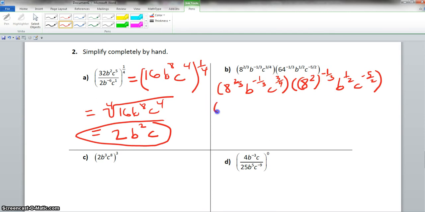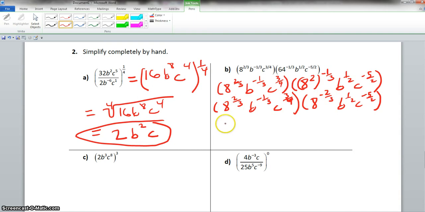Now, we know in our next step, we have 8 to the 2/3, b to the negative 1/3, c to the 3/4, and then 8 to the 2nd to the negative 1/3 power will give us 8 to the negative 2/3 power, b to the 1/2, and c to the negative 5/2. So now we multiply. We have the same base. We can add the exponents. 2/3 plus a negative 2/3 is 0. So this would be 8 to the 0, b to the negative 1/3, and b to the 1/2.